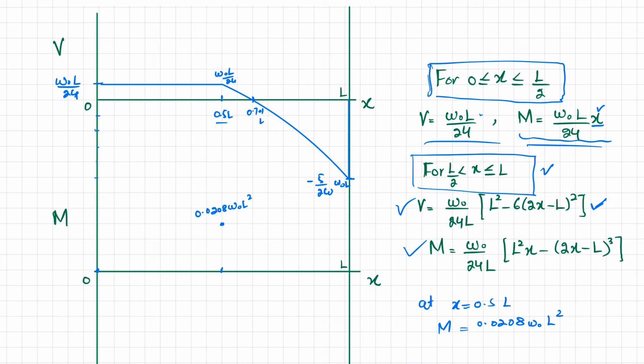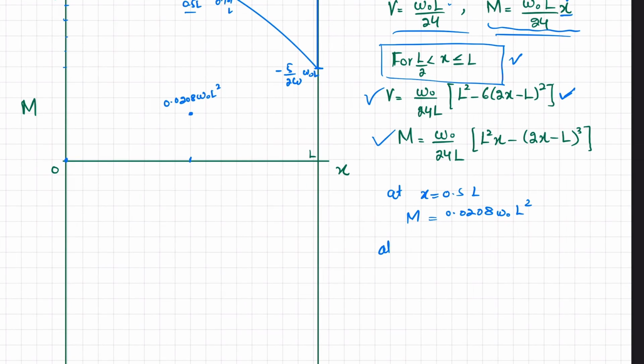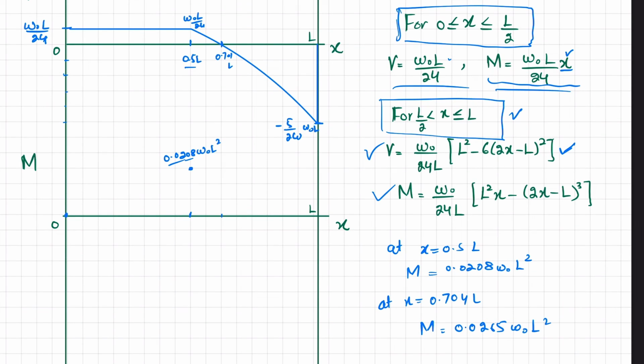We have shear force equal to 0, but at this point we will have a maximum bending moment. So what we will do is that you have to put it in this equation. So at x is equal to 0.704 L, you have moment comes out to be 0.0265 W naught L square. Means slightly greater than this value. So let x 0.7 is here. So let this point be here, somewhat here.